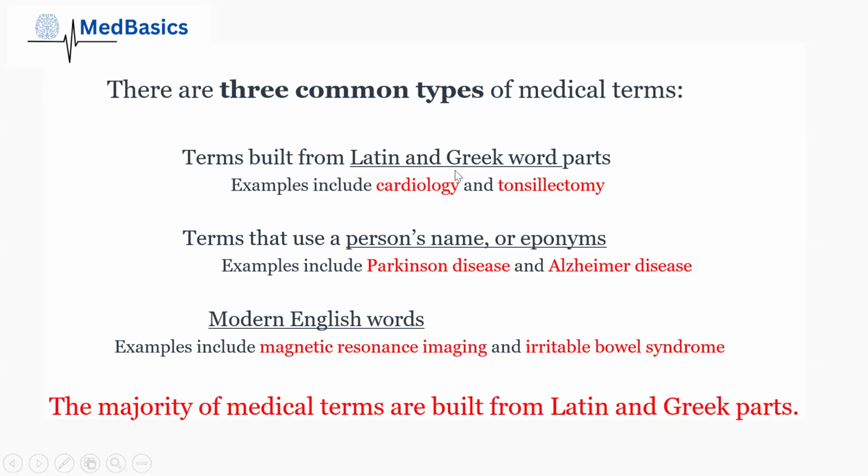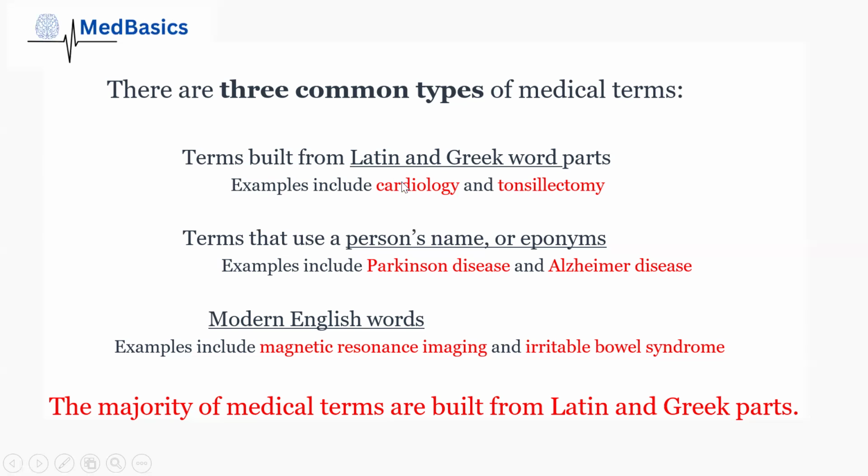For example, cardiology. If I break this term, cardio and logy, cardio stands for heart, logy is study of. Similarly, tonsillectomy. So tonsils, and ectomy is a surgical removal procedure. If you have noticed, in both these terms, the anatomy and treatment procedures are included. So these are examples of Latin or Greek parts.